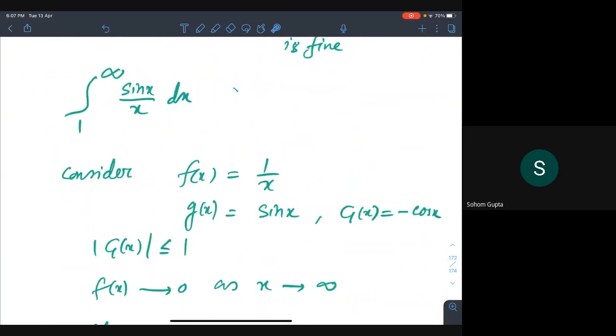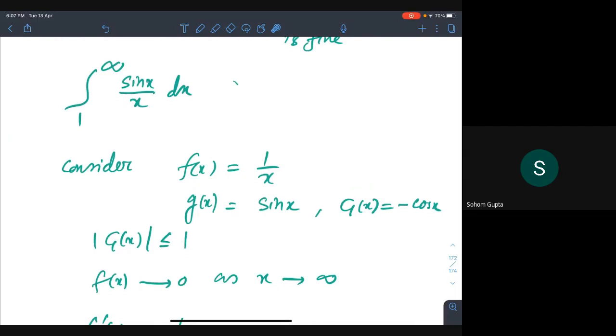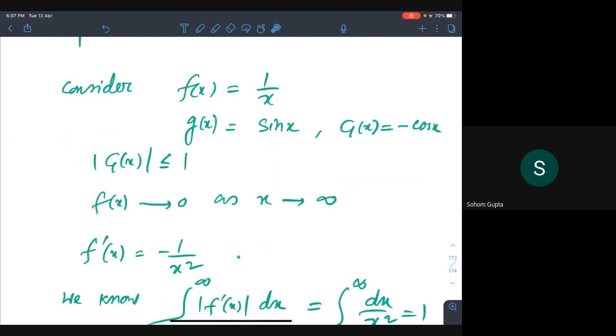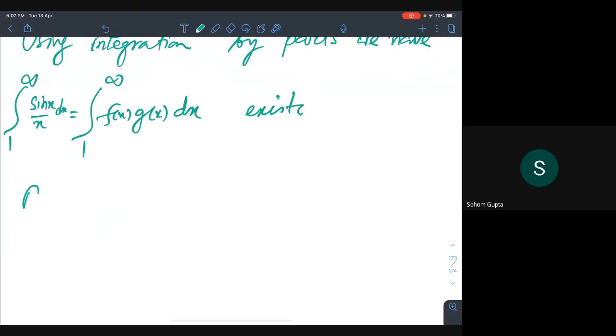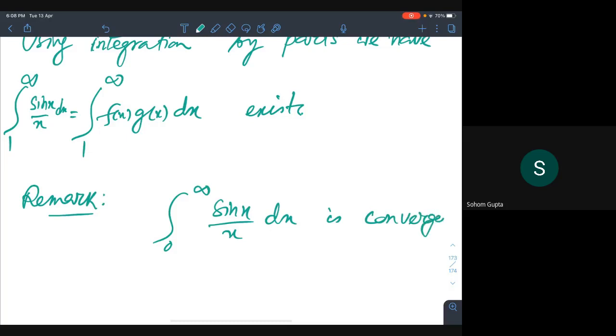So integral from 1 to infinity, this is 1, and g1, so some constant. So this exists. So remark: the integral from 0 to infinity of sin x by x dx is convergent, but not absolutely convergent. Convergent.